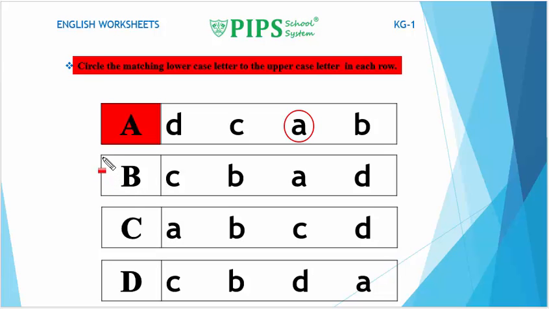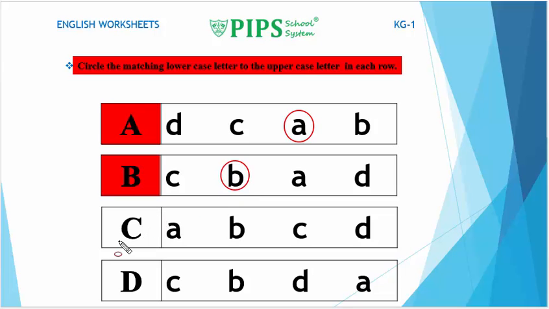The next letter is B. This is the uppercase letter B. Let's see where is the lowercase letter B. Here is the lowercase letter B. Now we will circle it like this.